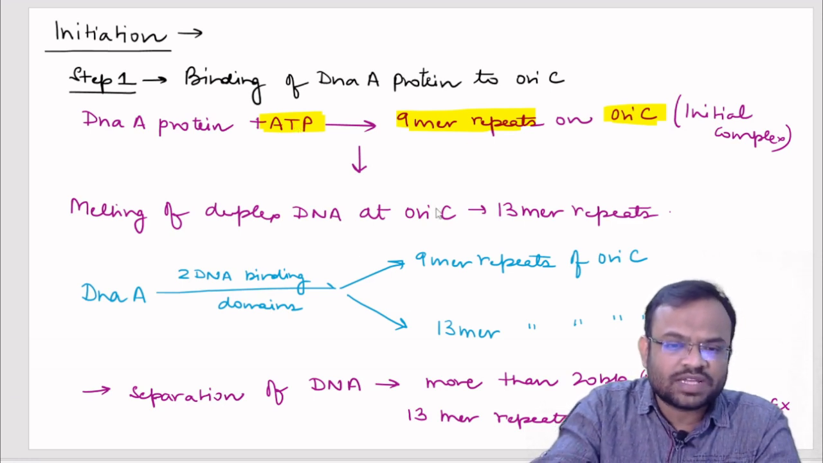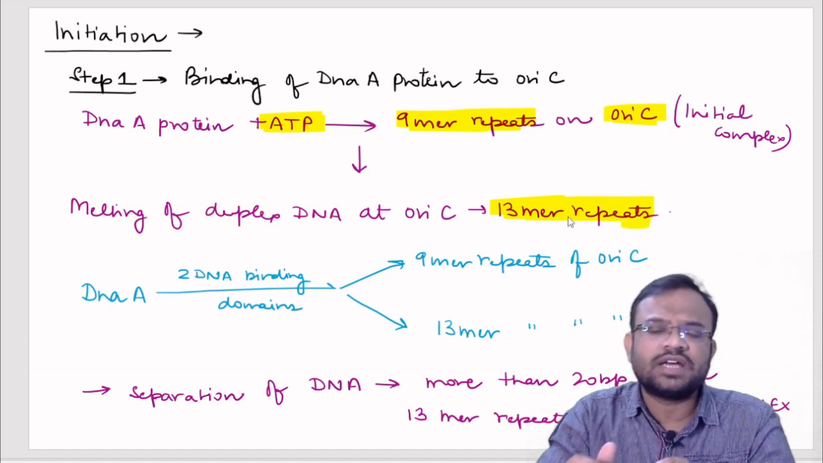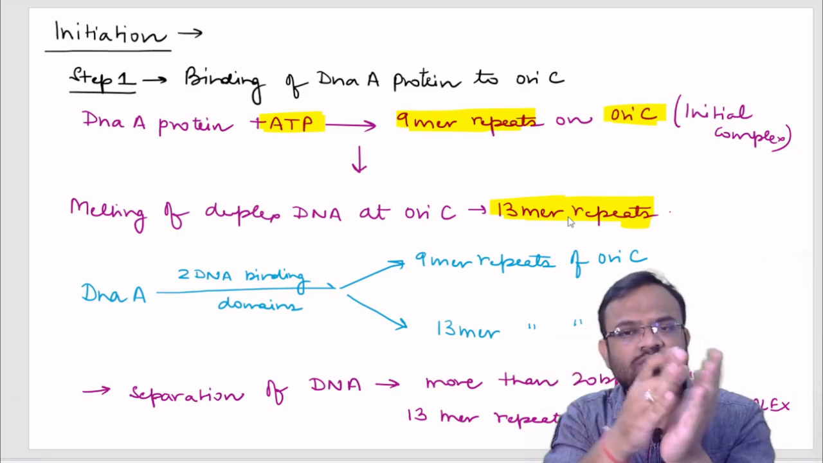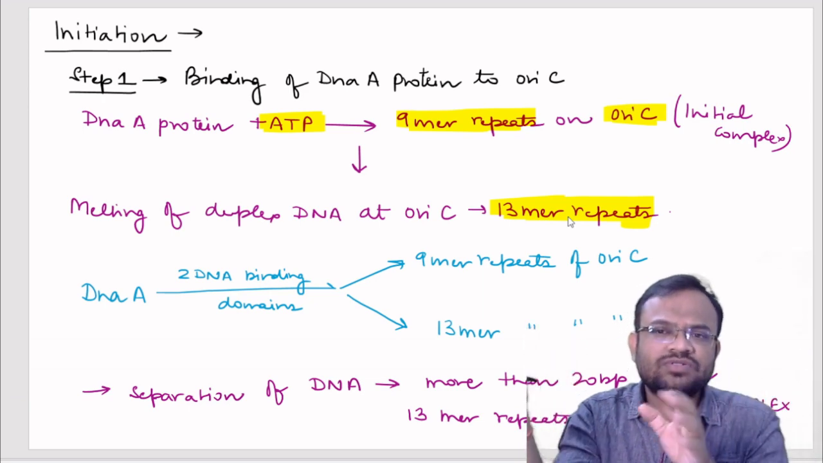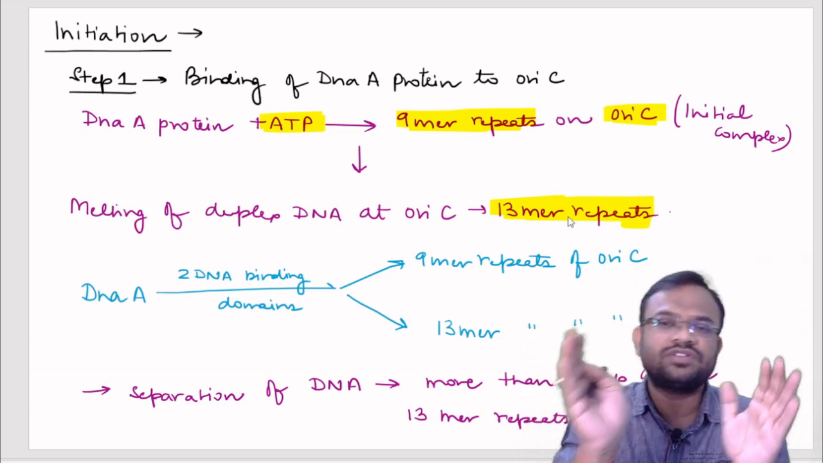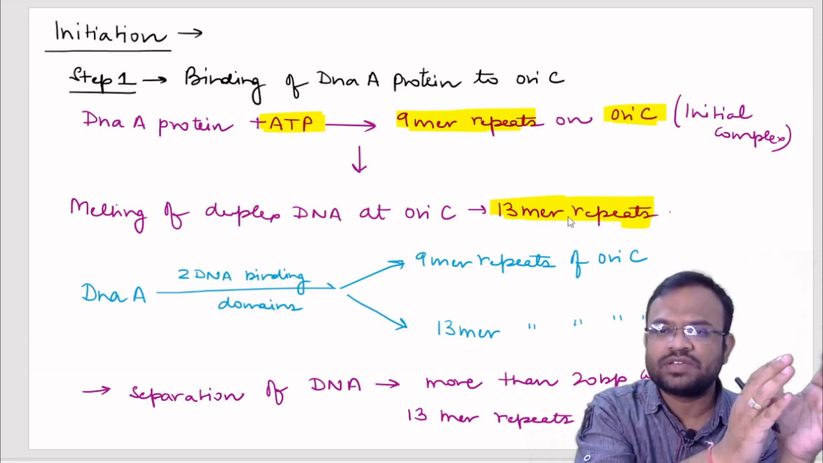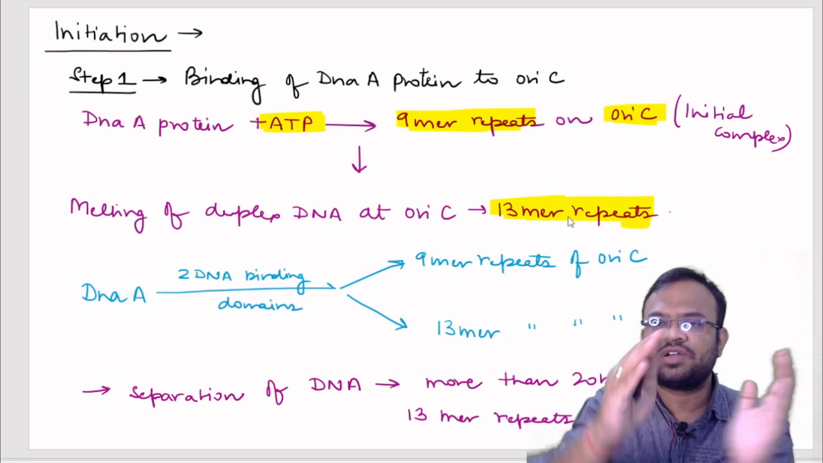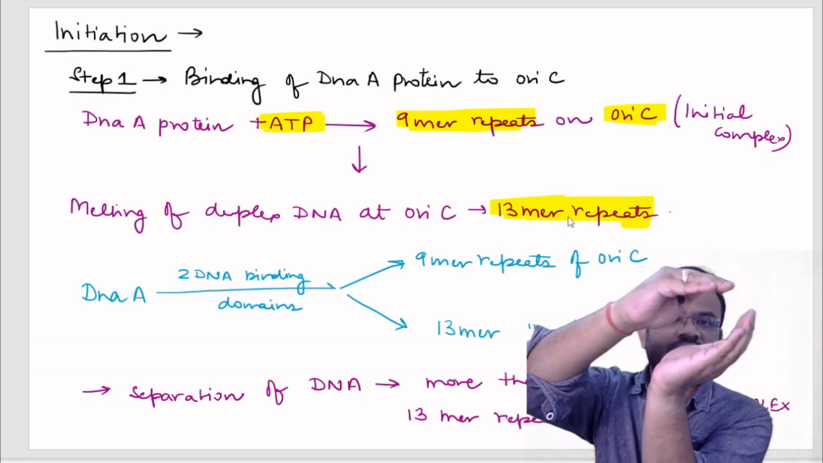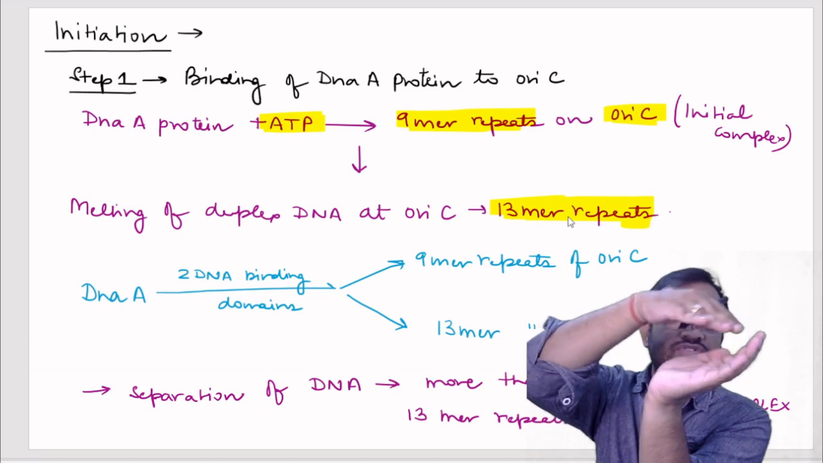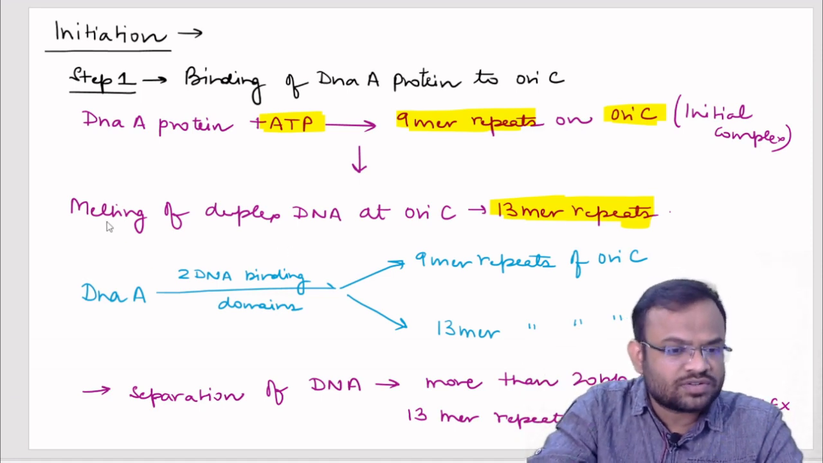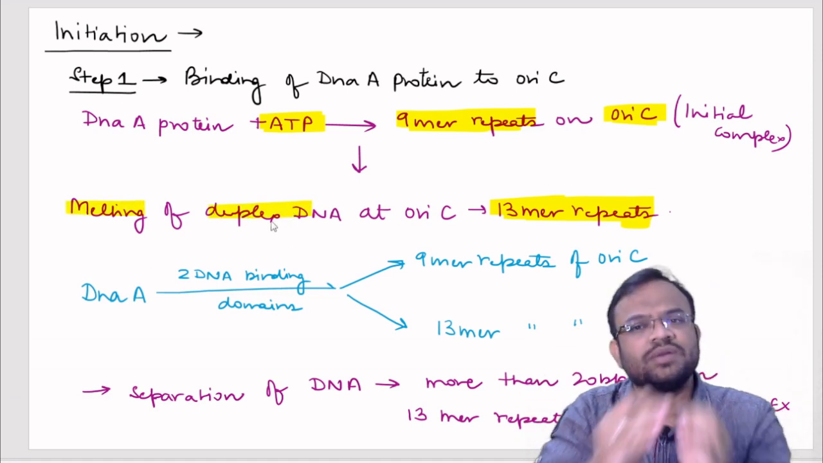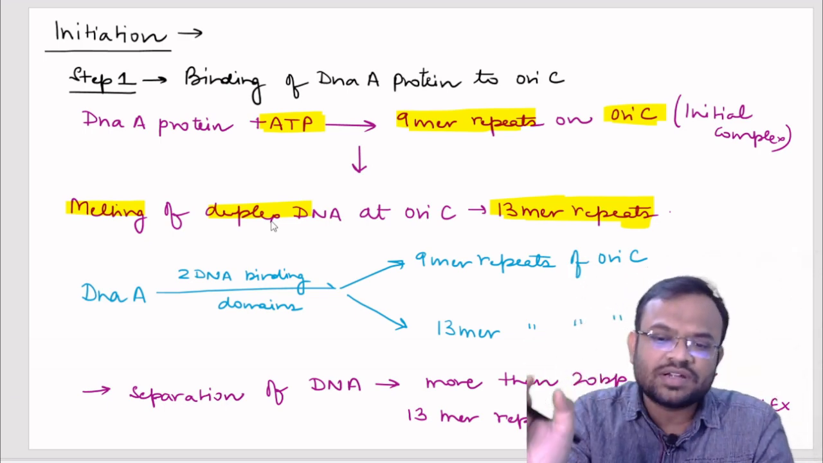Next, melting of duplex DNA at oriC, the 13-mer repeats. What does this mean? This means that there would be 13-mer repeats on the origin of replication. So what happens on the 13-mer repeats? Remember, DnaA initially bound to the 9-mer repeats, and its impact was seen on the 13-mer repeats, where the DNA actually opened. That means the hydrogen bonds initially broke apart at the 13-mer repeats. Okay, so this is what is written over here: melting of duplex DNA. Melting means breaking of the hydrogen bonds at the 13-mer repeats.